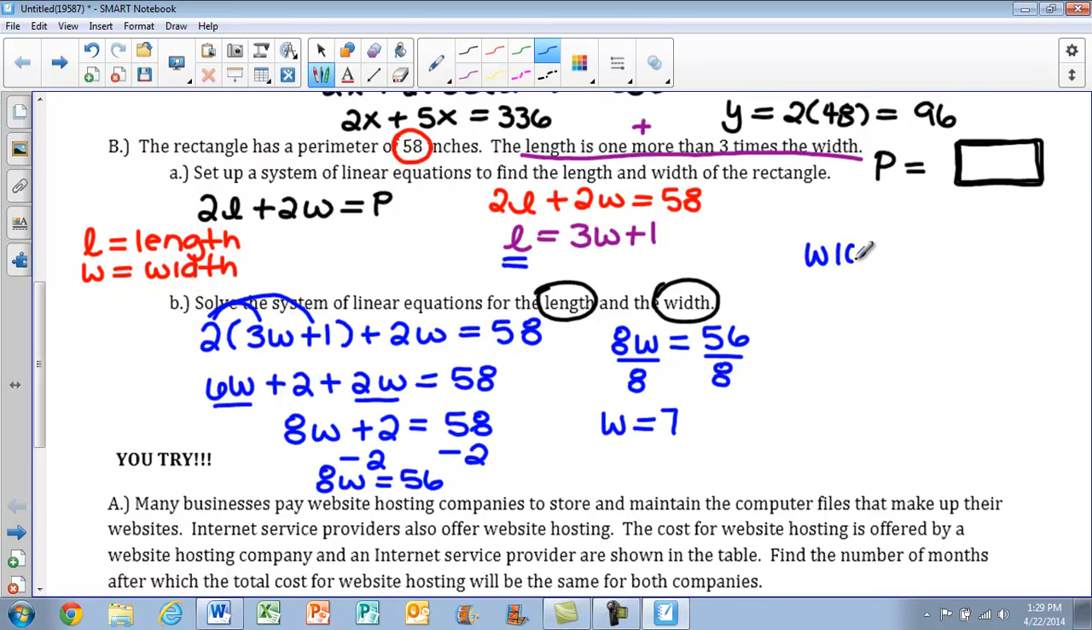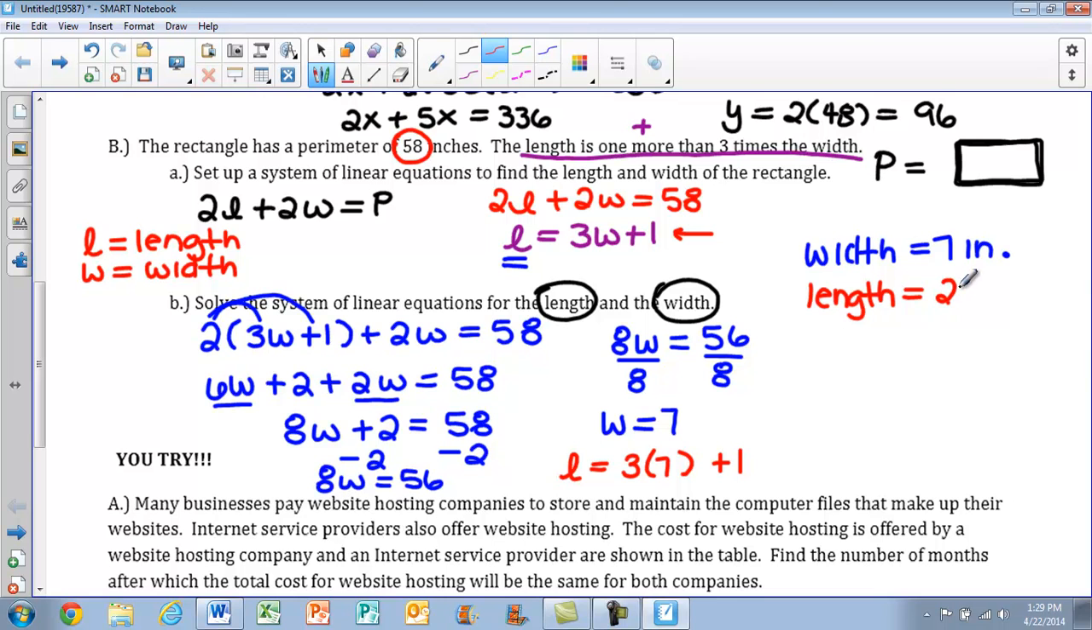So my width is equal to 7 inches. You need to make sure that you include the unit if there's one given to you. Now we need to find the length. We can find the length by plugging it back in to our second equation. So I have L is equal to 3 times 7 plus 1. Well, 3 times 7 is 21, plus 1 is 22. So my length is going to be 22 inches.